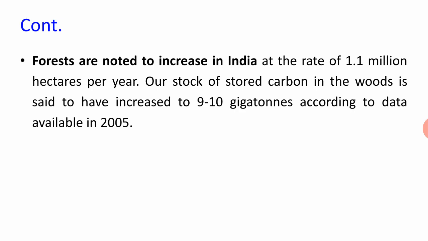So then how? The forests are noted to be increasing in India. This was identified as one of the important aspects: the forest land has started to grow at the rate of 1.1 million hectares per year. This is maybe because the state governments and welfare societies are planting trees at various levels and on various lands, so that forests have started to grow. The stock of stored carbon in the woods is said to have increased by 9 to 10 gigatons, according to the data available since 2005.